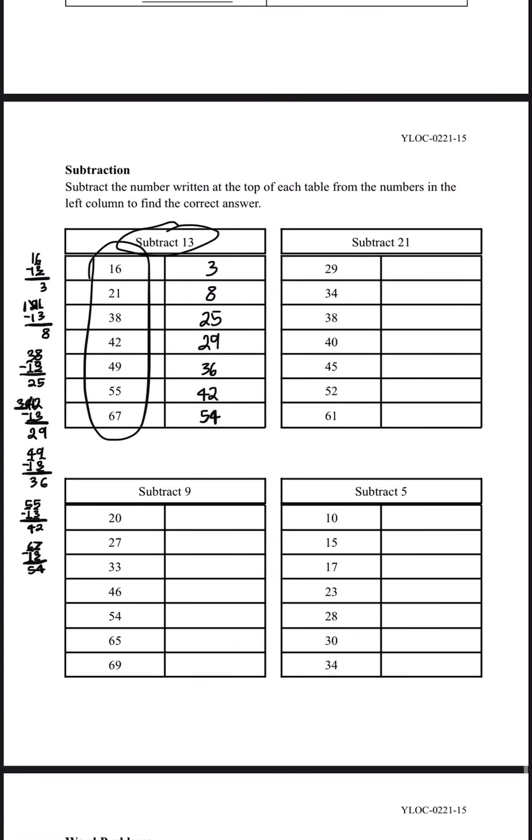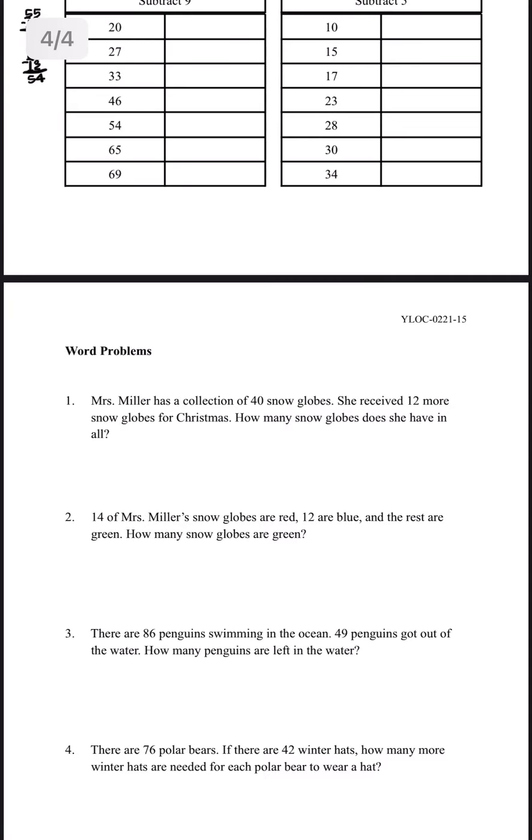Let's move on to the next page. For this part, we have word problems. Let's look at number 1. Mrs. Miller has a collection of 40 snow globes. She received 12 more snow globes for Christmas. How many snow globes does she have in all?